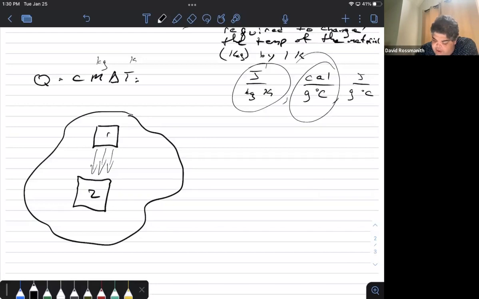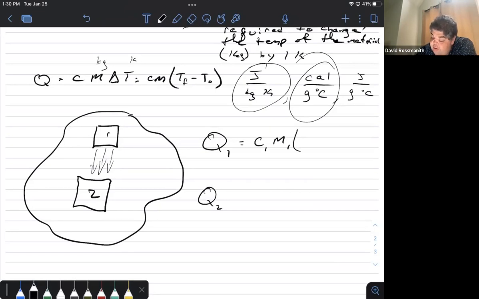Let me rewrite this equation really quick as Cm, and I know delta T stands for final temperature minus initial temperature. That's what it means. So I'm going to have a Q1, that's how much heat object one gives away. And I'm going to have a Q2, which is how much heat object two gains. Okay, object one has some specific heat, his own mass, and he's going to go from his original temperature to some final temperature. So that's what his equation would look like. His specific heat, his mass, he gets to a final temperature, whatever it is. And I happen to know his initial temperature was 100 or whatever it is.